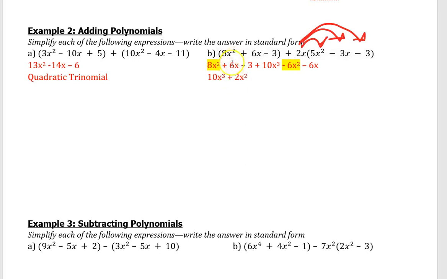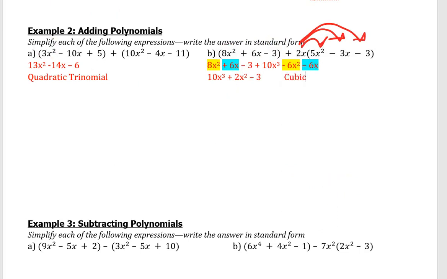And now, this is a little tricky. I have a positive 6x, but down here I have a negative 6x. So we won't have a linear term. Those guys are going to cancel each other out. So the positive here and the negative, both of those are 6x. One's positive, one's negative. They'll cancel each other out. And so back down here, all we're left with is that negative 3. And that would be our answer in standard form.